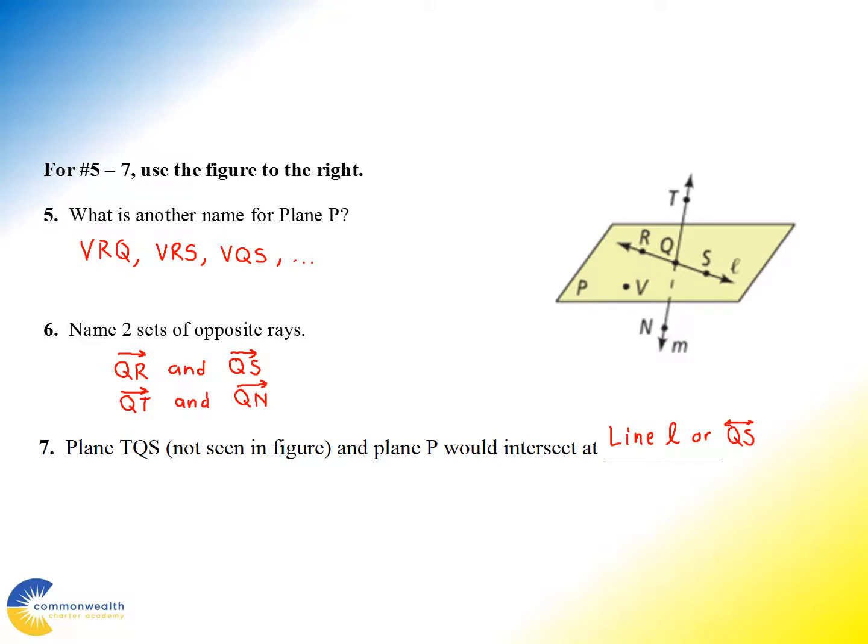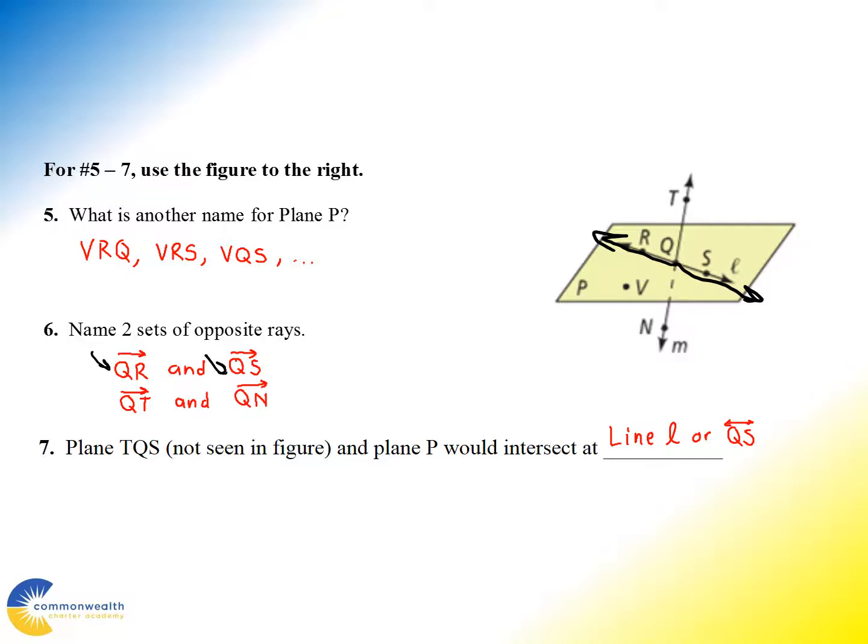Opposite rays have to together form a line. They have to have the same endpoint. So if I say one has an endpoint of Q, the other one has to have an endpoint of Q. And I can see that QR and QS do form a straight line. So those are opposite rays.